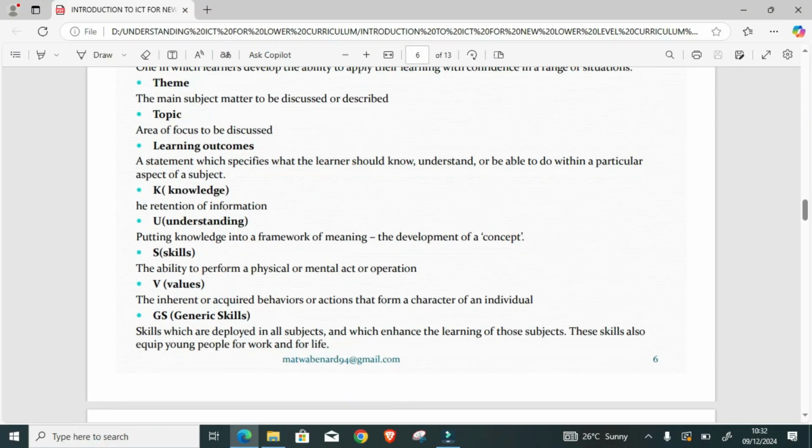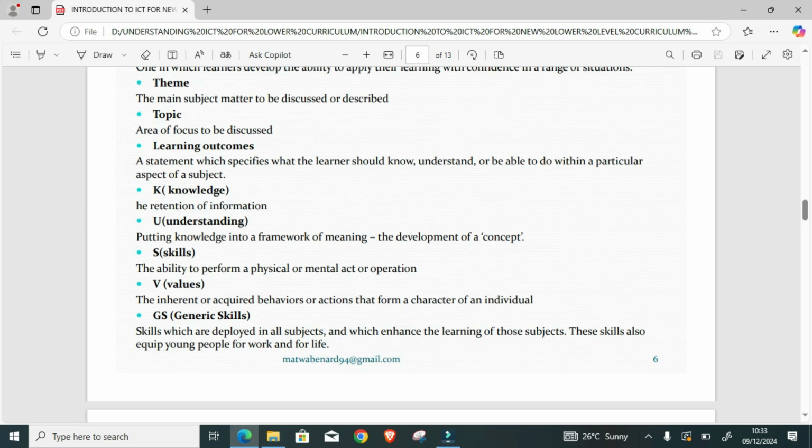Another one we have is what we call the theme. Theme simply means the main subject matter to be discussed or described. And another one, we have what we call the topic. Topic simply means the area of focus to be discussed. Remember, the theme is the main subject matter to be described or discussed, then the topic is exactly the area of focus to be discussed.